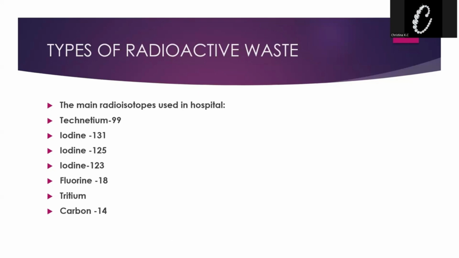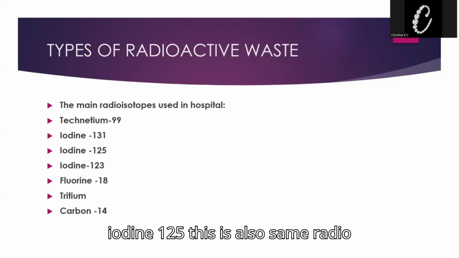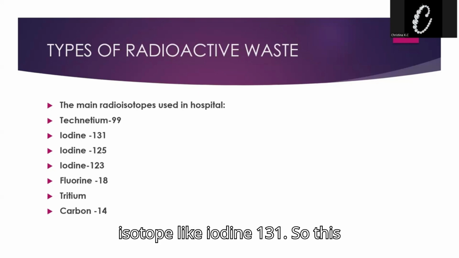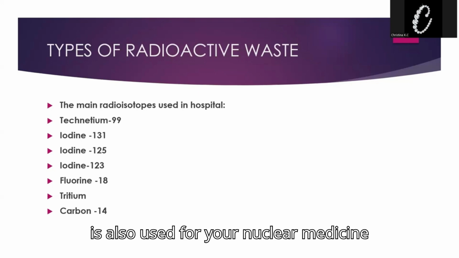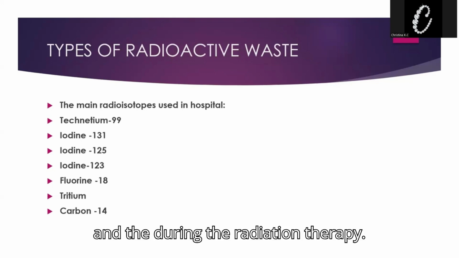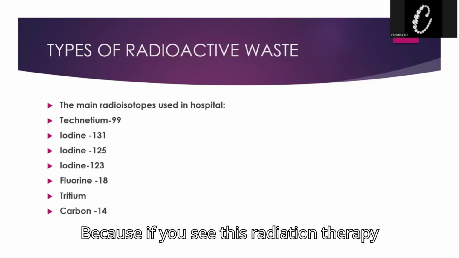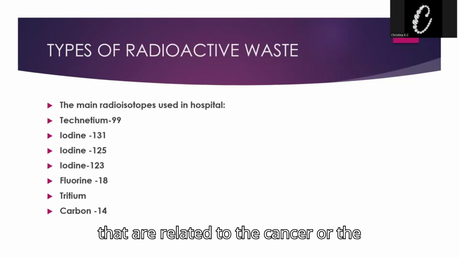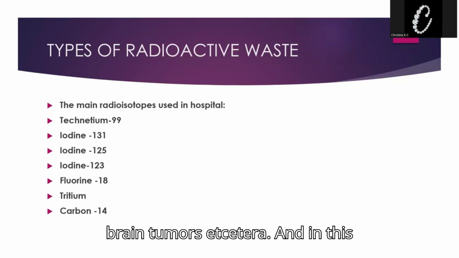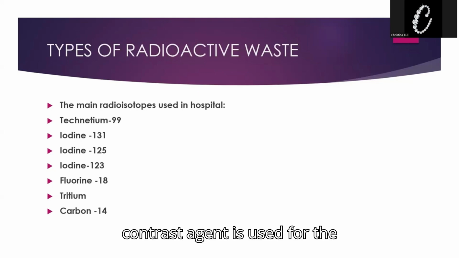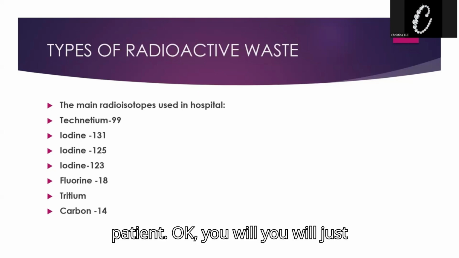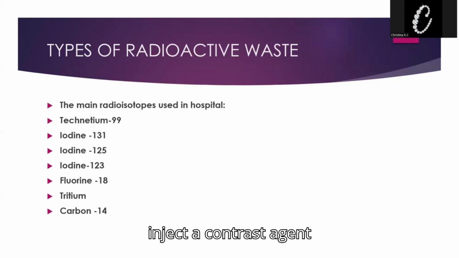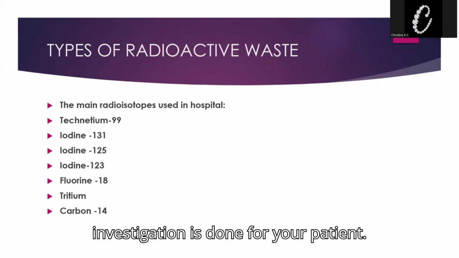And next, coming to iodine 125, this is the same kind of radioisotope as iodine 131. This is also used in nuclear medicine and during radiation therapy, because radiation therapy is used to treat a number of conditions related to cancer or brain tumors, etc. In this, a contrast agent is used for the patient. You inject a contrast agent just before the investigation is done for your patient.